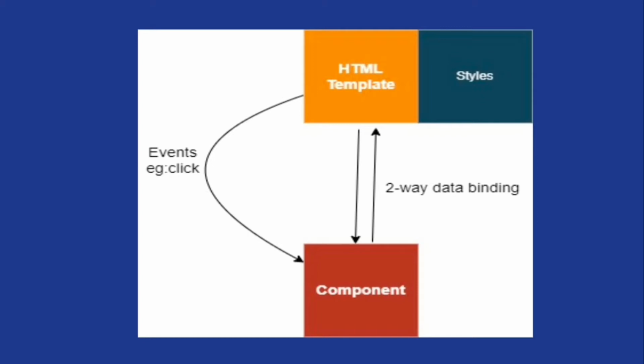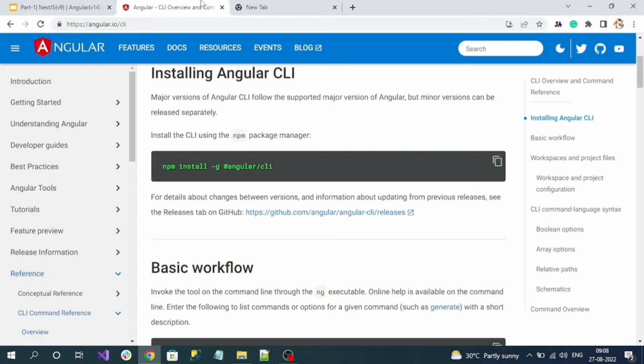Now let's create our Angular 14 application. Before creating an Angular application, our local machine requires Node.js. Since Node.js is already installed while we were creating the NestJS application, that job is finished. Next, we have to install the Angular CLI on our local machine.